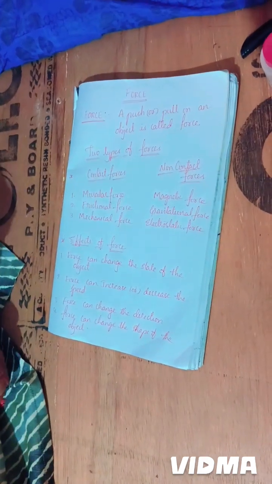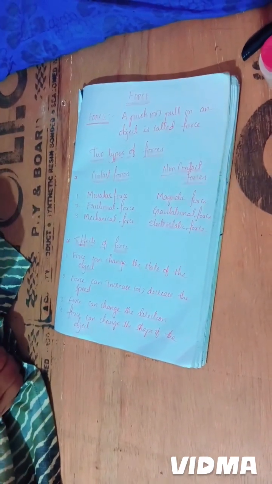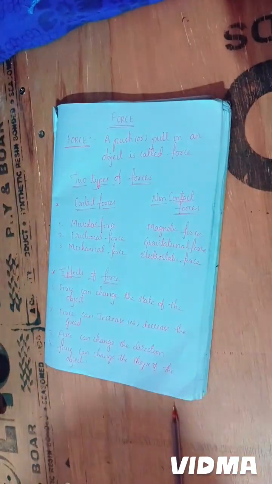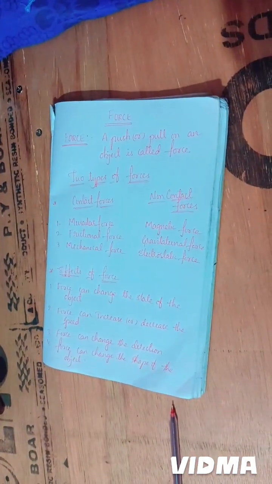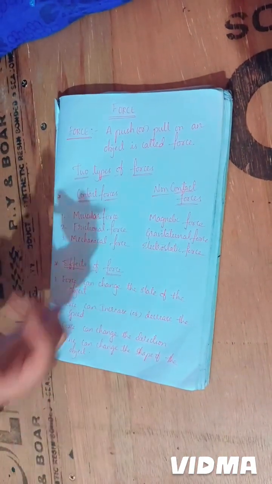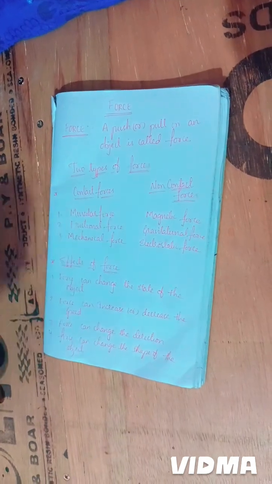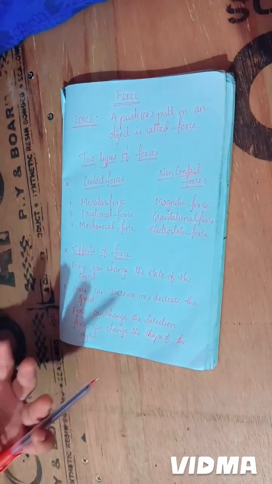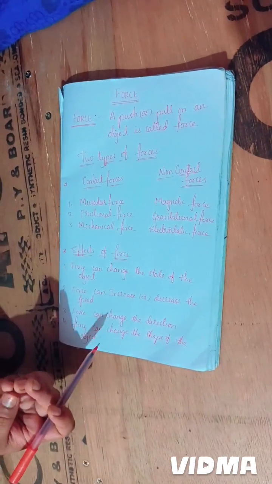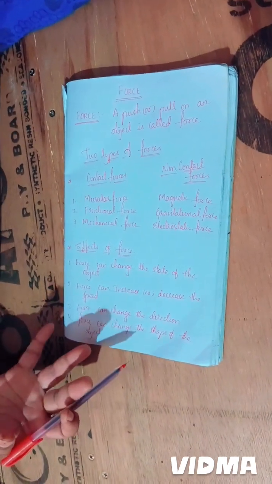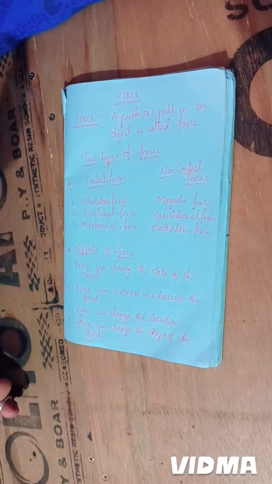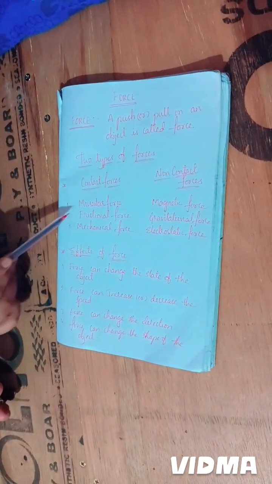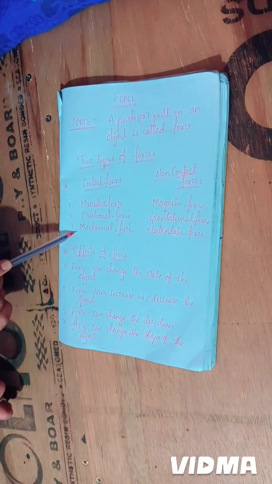First, contact force. Tell me, what is contact force? Contact force involves the force between two objects in contact. For example, friction between the feet and the ground. Contact force means it has some physical contact. Examples: muscular force, frictional force, mechanical force, like that.